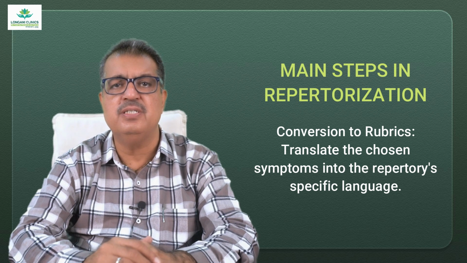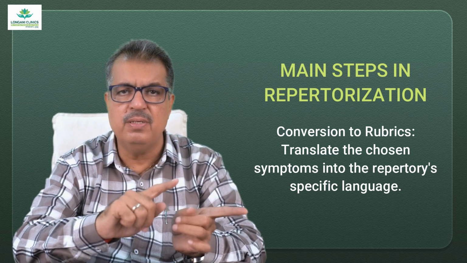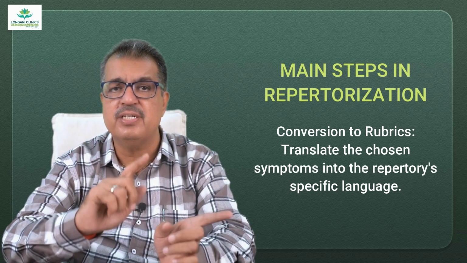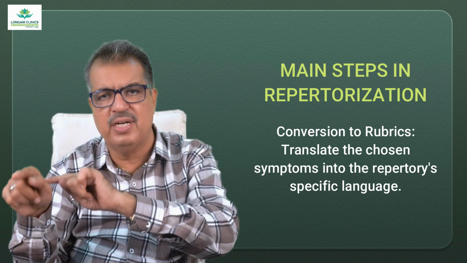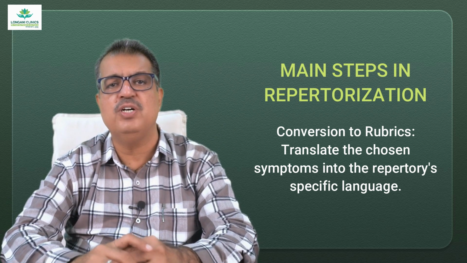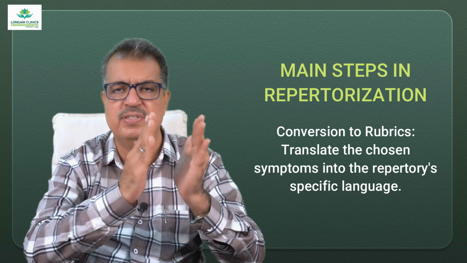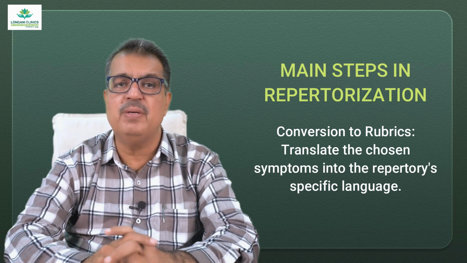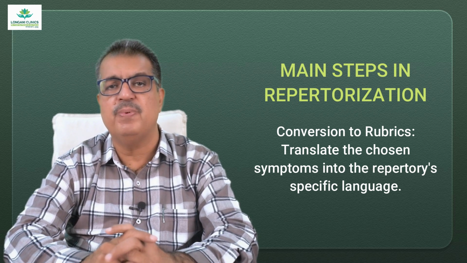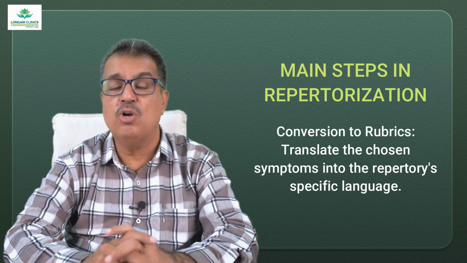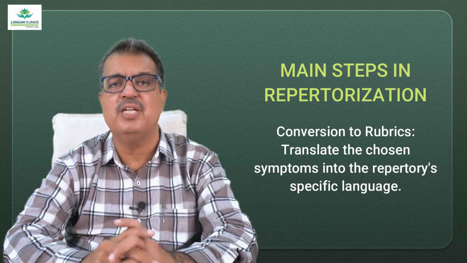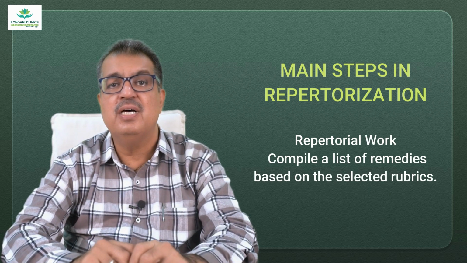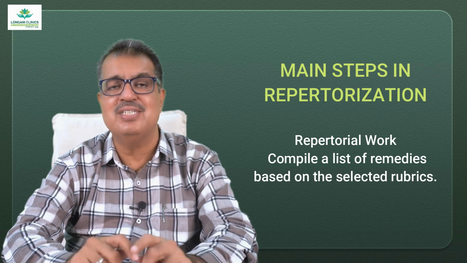The next one is conversion of symptoms into rubrics. The patient's language is converted to the repertorial language. For example, fear of death. Now here you will find first Mind, then Fear, Death, of. This step demands understanding of repertorial terminology. Cross-check rubrics in the repertory to ensure accuracy. The next one is repertorial analysis.